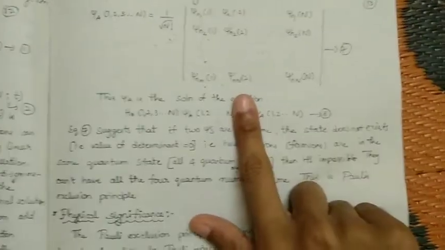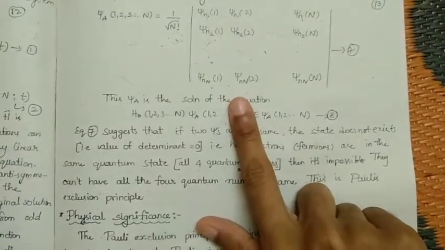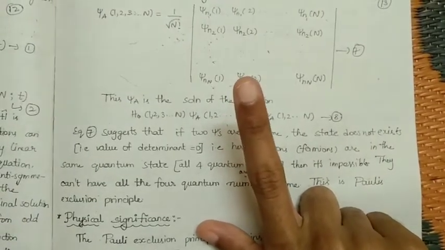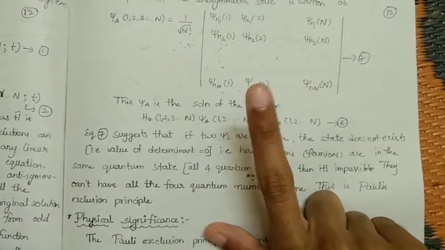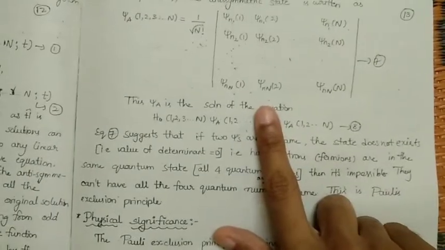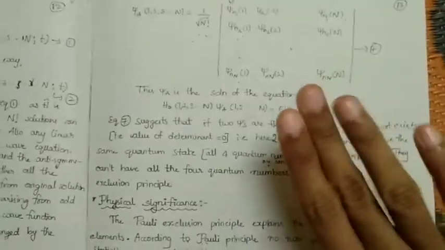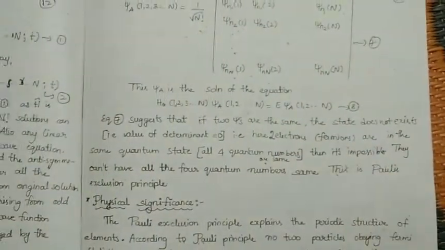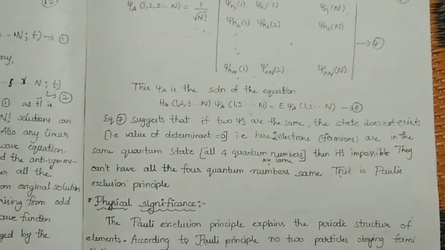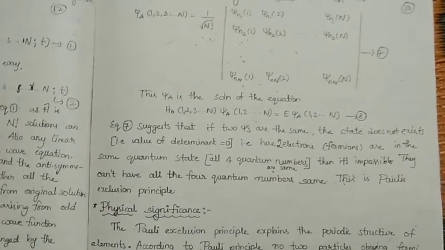So with the help of this determinant, finally we have proved why two electrons cannot be in the same quantum state. Hence Pauli's exclusion principle, that no two electrons can have all 4 quantum numbers the same, is proved from this theory.